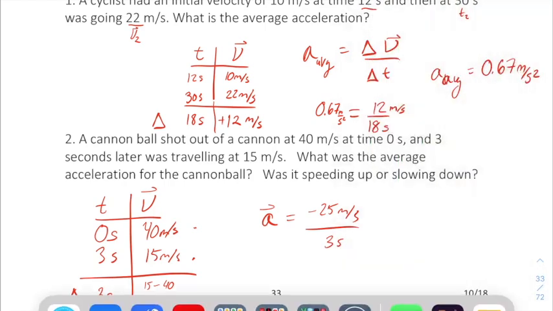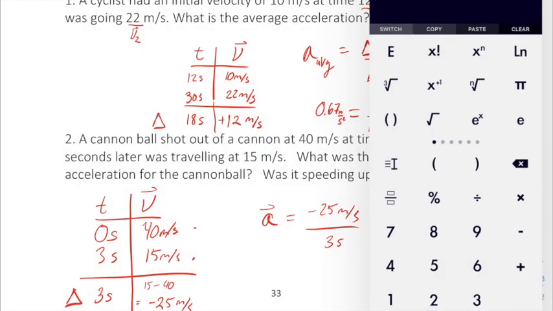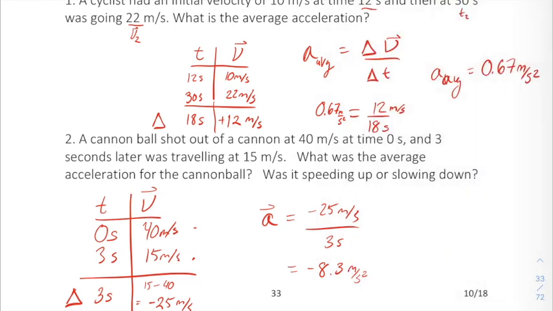And that's not going to help me. I need that calculator back. So negative 25 divided by 3 gives us negative 8.3 meters per second squared. And that will be our final answer. Now, does that mean it's slowing down or speeding up? Well, when the acceleration is negative, that indicates that we have a slowdown.